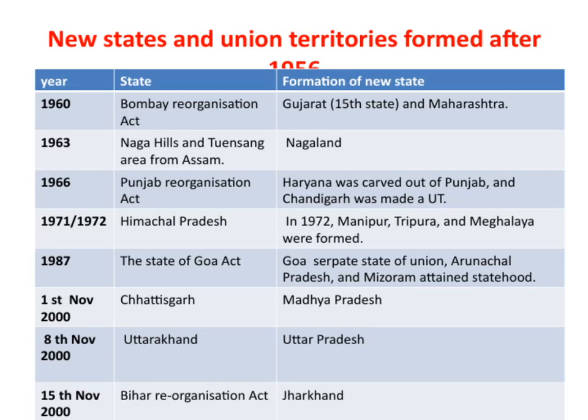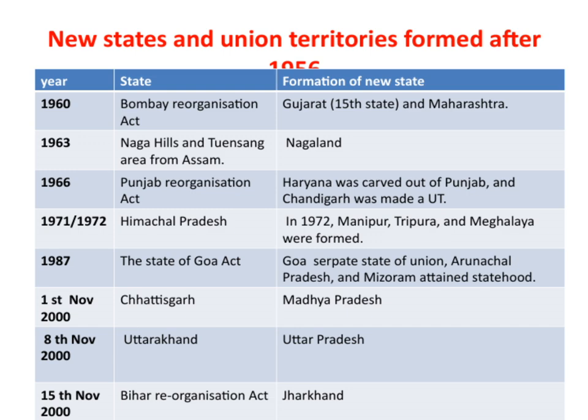Let's take a closer look at how the formation of new states in India has evolved over the years. Starting with the year 1960, the Bombay Reorganization Act was a significant milestone. It led to the creation of two new states, Gujarat, which became the 15th state of India, and Maharashtra. This reorganization was primarily based on linguistic and regional considerations to better serve the people. Moving to 1963, we see the integration of the Naga Hills and Tuensang area from Assam, which resulted in the formation of Nagaland.